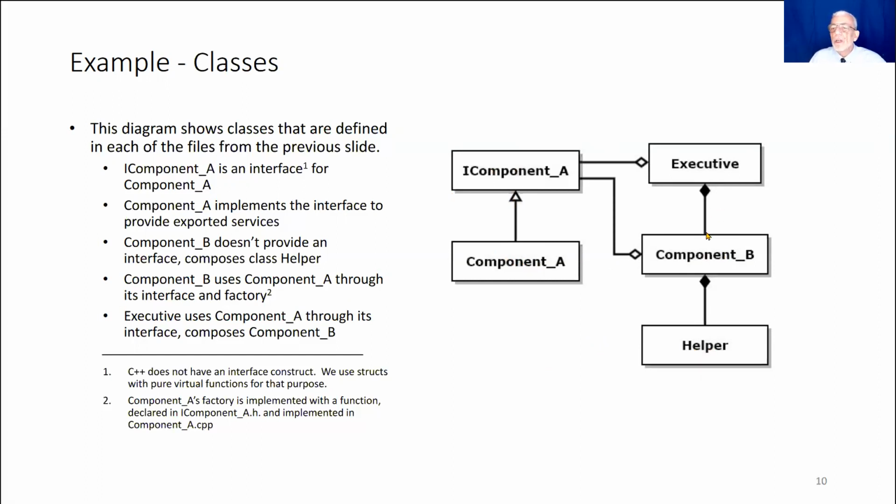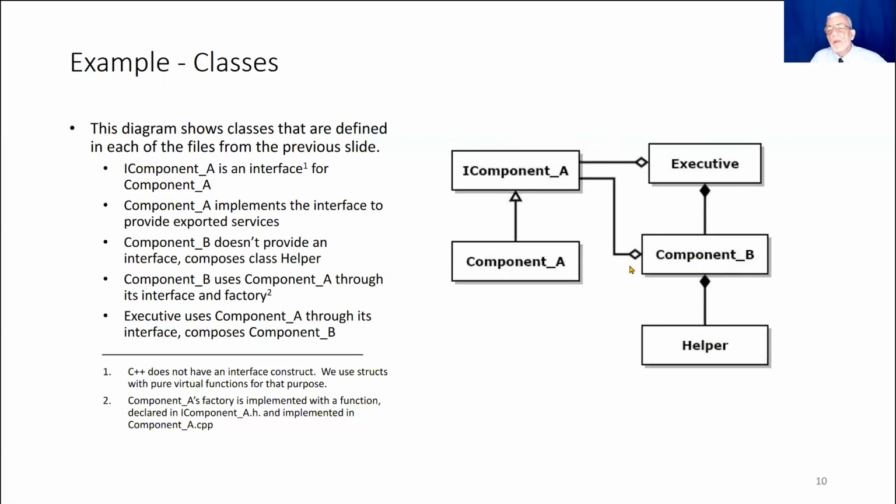And this is a composition. So executive composes component B. That means an instance of component B is a data member of the executive class, and an instance of the helper class is a data member of component B. These are very strong ownership relationships. What that means is that when executive is constructed, the first action of its constructor is to invoke the constructor of component B, and the first action of component B's constructor is to construct helper. So all of this happens as a unit. When executive is constructed, all these parts are constructed. So this is very strong. Component B is an indelible part of executive.